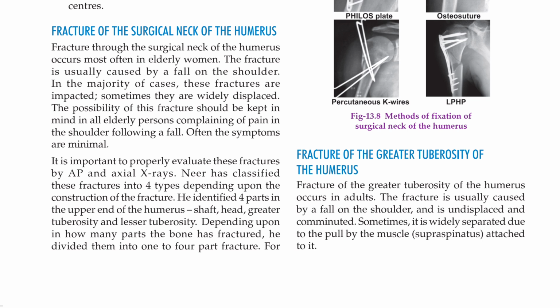So Neer has classified these fractures into 4 types depending upon the construction of the fracture. He identified 4 parts in the upper end of humerus, like shaft, head, greater tuberosity and lesser tuberosity. Depending upon in how many parts the bone has fractured, he divided them into 1 to 4 parts.